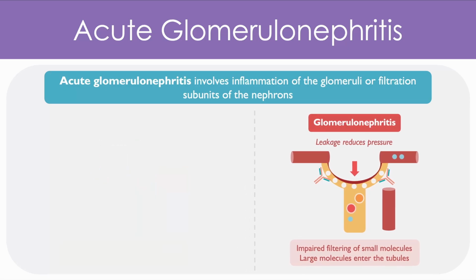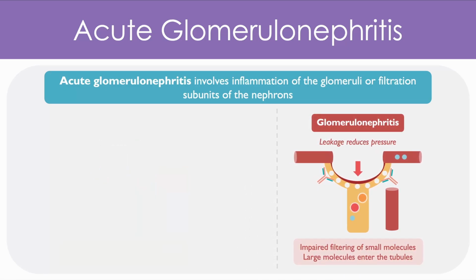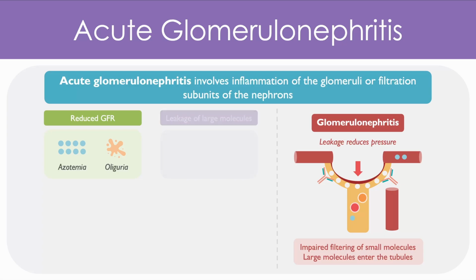As a consequence of these changes, glomerulonephritis leads to a reduction in the filtration rate, and this ultimately leads to a buildup of waste products in a process known as azotemia. Because less blood is being filtered, we also get a reduction in urine output, known as oliguria. Another sign of the condition is the leakage of the large molecules, which will lead to hematuria, or blood in the urine, as well as proteinuria, which is protein in the urine.